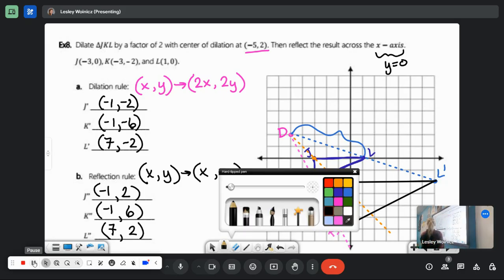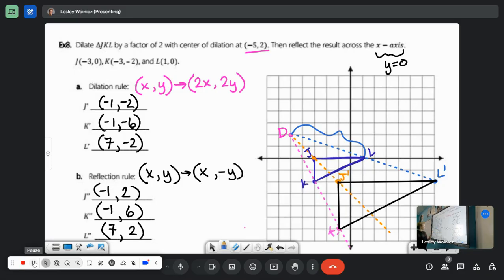Okay, plot my points. I'll do that in red. Red is a good color. Here's L double prime. Here's J double prime. K double prime. That was kind of fun. Okay. Is that the end? Have we done them all?